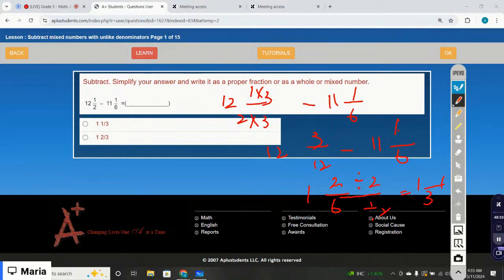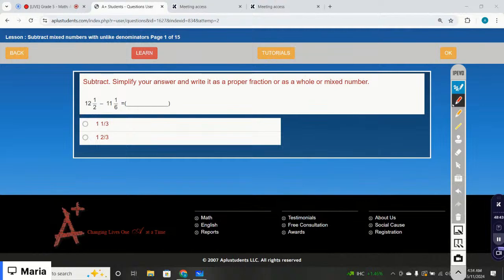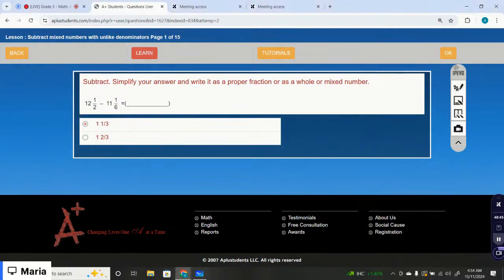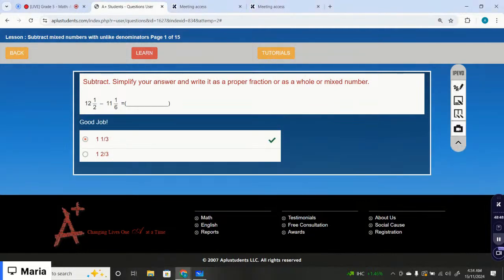The correct option is option number 1. That is 1 whole 1 over 3 is the correct option. Got it? Option number 1 is the correct option.